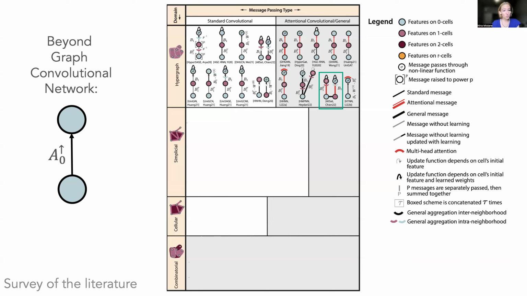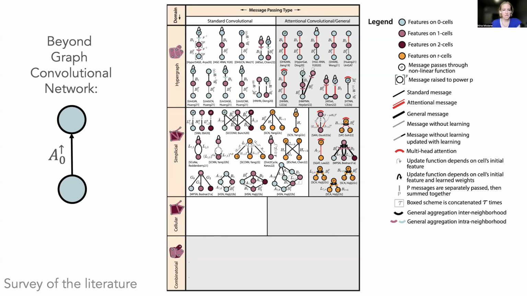Then we have this one, which is AllSet, which generalizes transformers. So you can see the arrows are red, signifying attention. It generalizes transformers to hypergraphs. And so that's another very important successful aspect of graph neural networks that was brought to the hypergraph domain. Then we get topological deep learning on the simplicial complex domain.